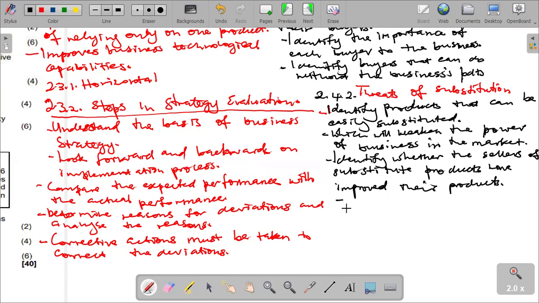We can as well say check businesses selling unique products which will not be threatened by substitute products.